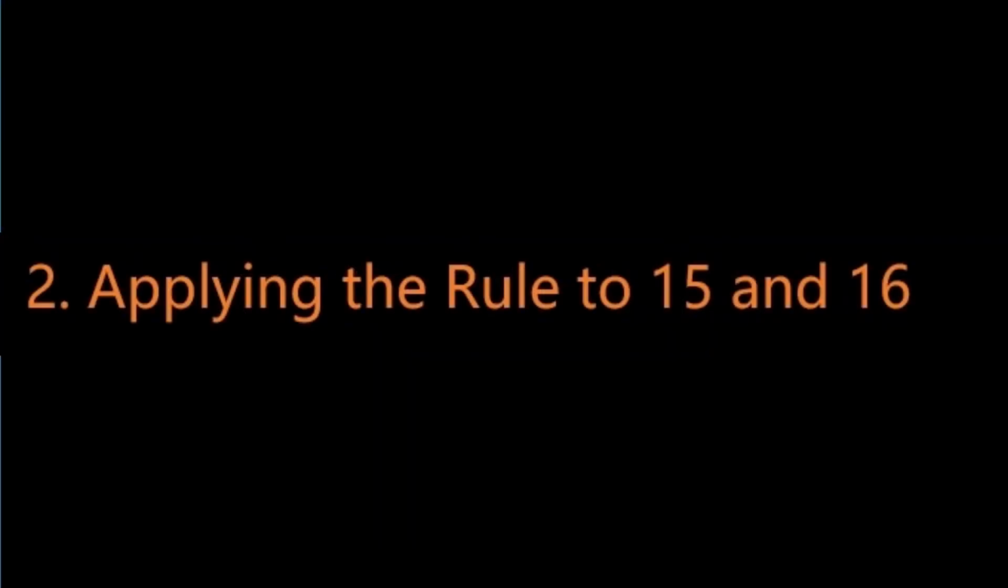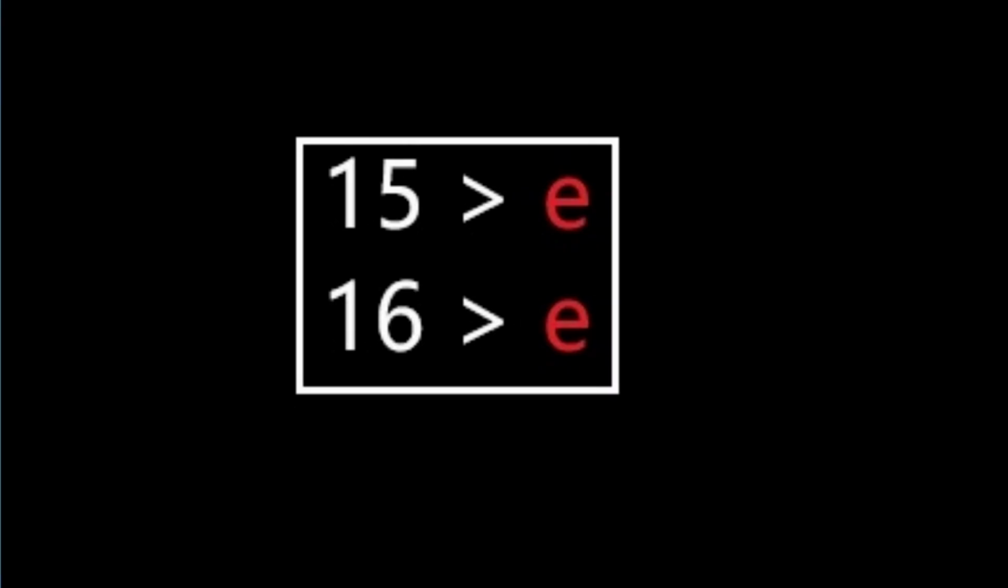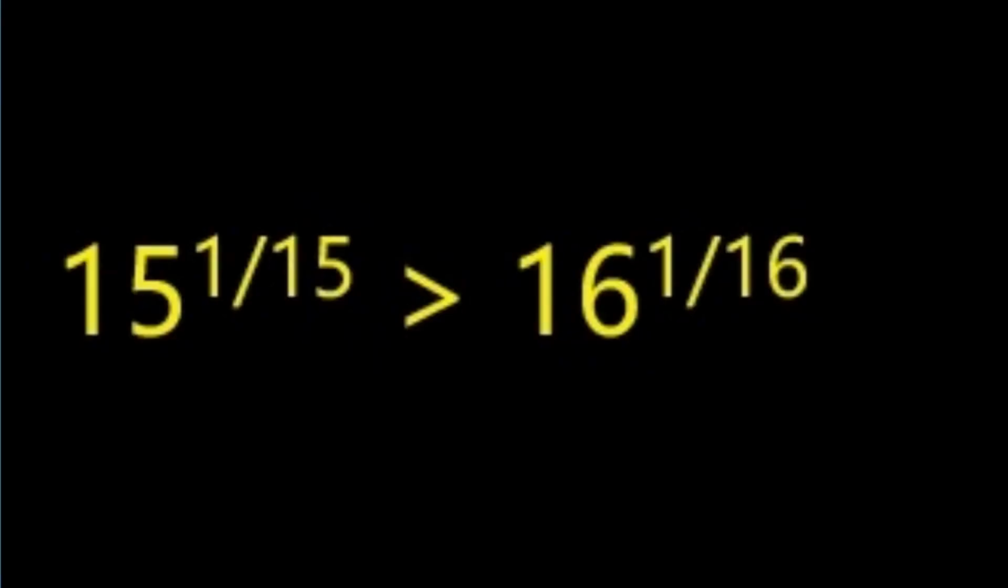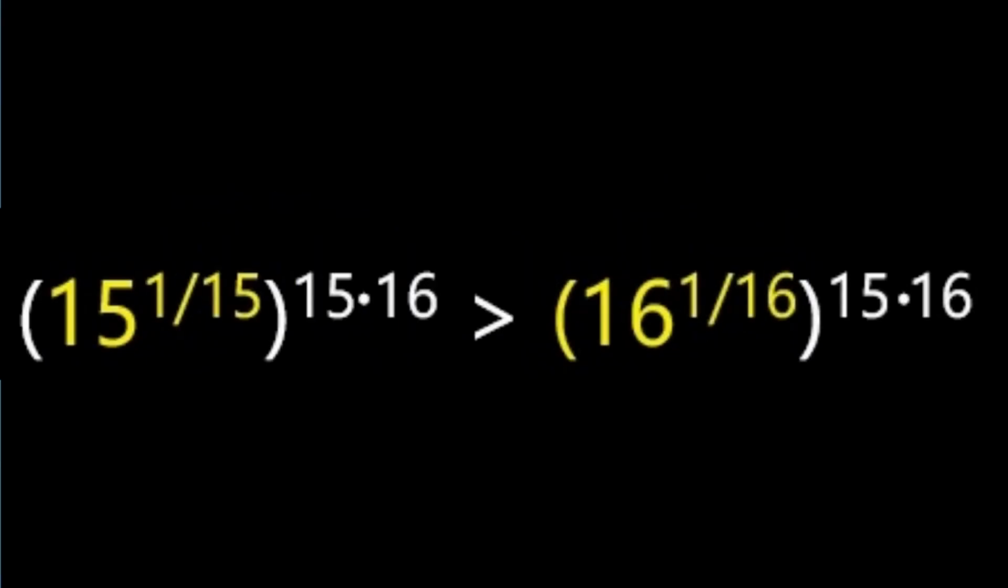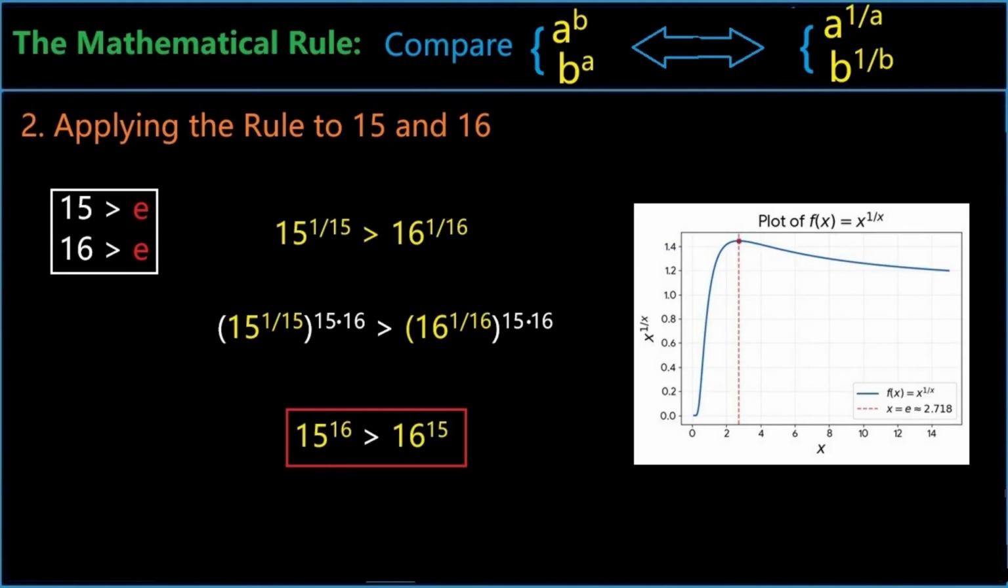Now let's apply this rule to 15 and 16. Both 15 and 16 are greater than e. Since x to the power of 1 over x is decreasing for values greater than e, we get 15 to the power of 1 over 15 is greater than 16 to the power of 1 over 16. Raise both sides to the power of 15 times 16. This gives the result. 15 to the 16th power is greater than 16 to the 15th.